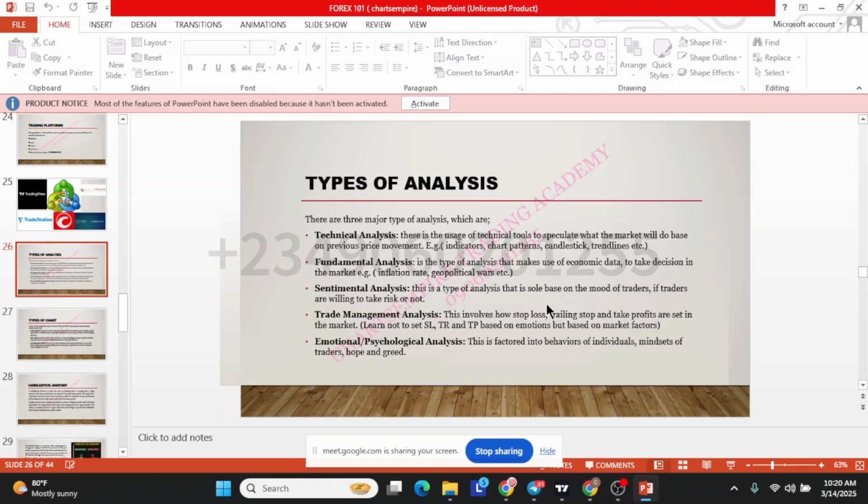You already know that trading carries risk. So anyone that wants to come into trading should be prepared for losses. How we can prevent ourselves from having a bigger loss is through trade management. All of these things are interwoven. They work hand in hand.